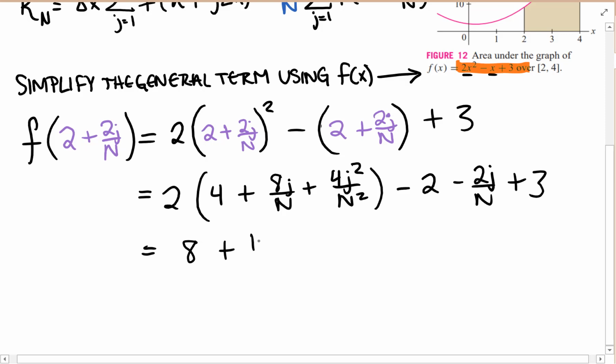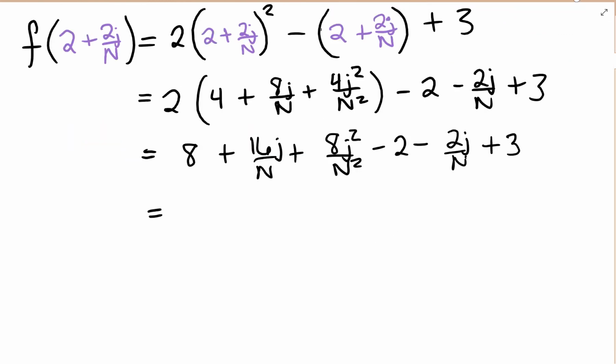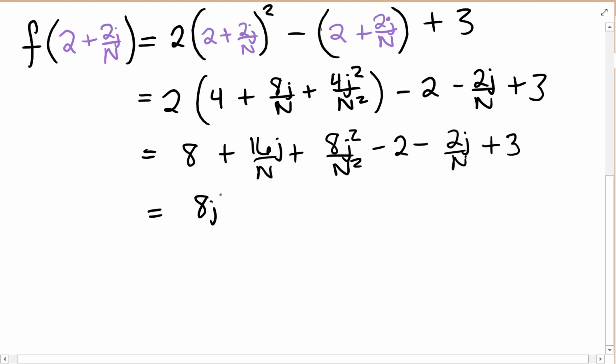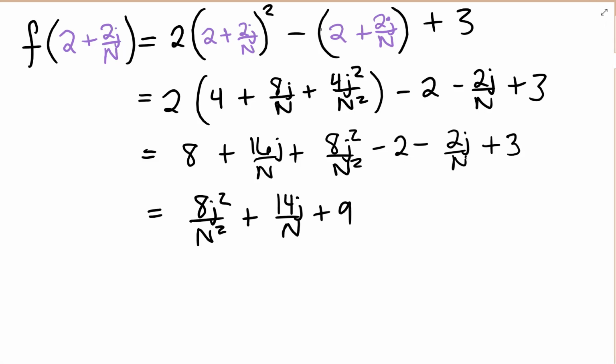8 plus 16j over n plus 8j squared over n squared minus 2. I'm going to write this in descending order, so 8j squared over n squared will be my first term, plus 16j over n minus 2j over n is 14j over n, and 8 minus 2 plus 3 is 9. This is the simplified version of our general term.